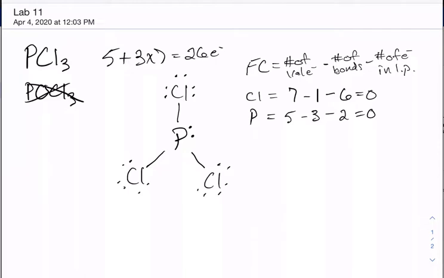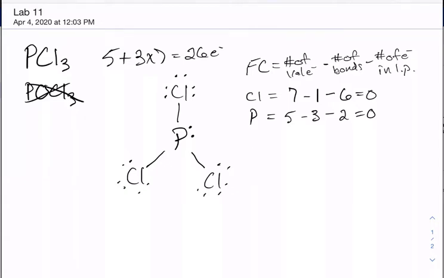And if things have a 0 formal charge, you don't have to write them in anywhere in the molecule or in your Lewis structure. You can just leave them as they are. And like I said, that's a good thing. That's what we usually like to see when we're checking for those formal charges. So that means that what I have drawn here would be our final Lewis structure.